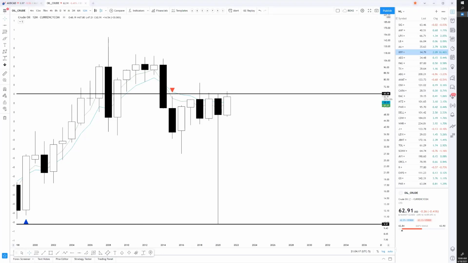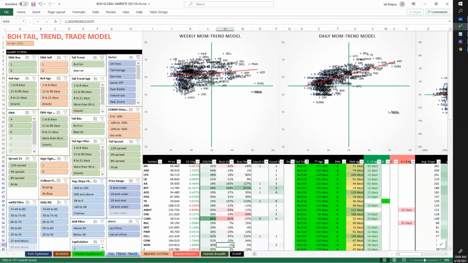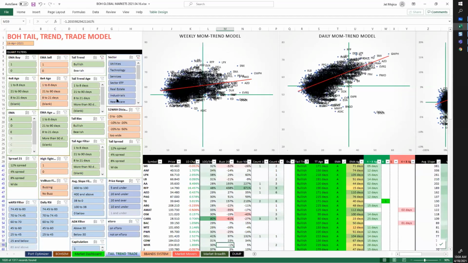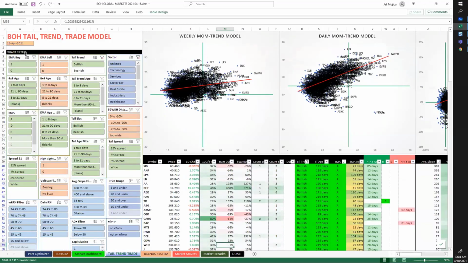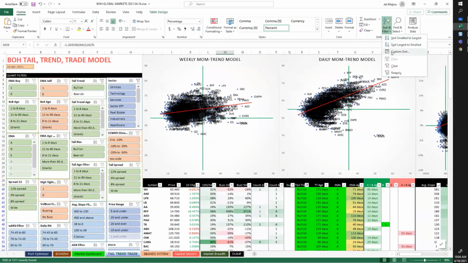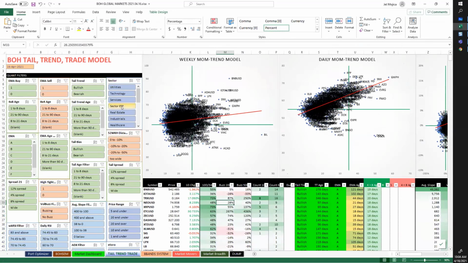pag pumunta ka dun sa, sa what's his face? Pagka pumunta ka dito, although hindi nyo pala makikita pa kasi kakadagdag ko lang ng sector ETF. Pero if you pull up yung sector ETF, let me just clear itong mga filters natin. Para ma-clear yung mga filters, just go to sort and filter and then clear. And then you click on sector ETF.